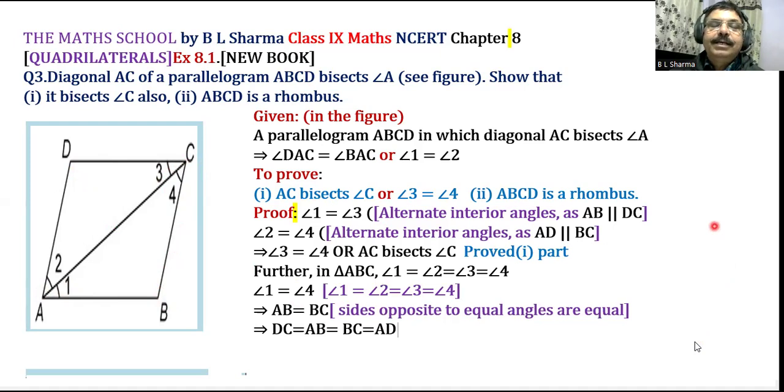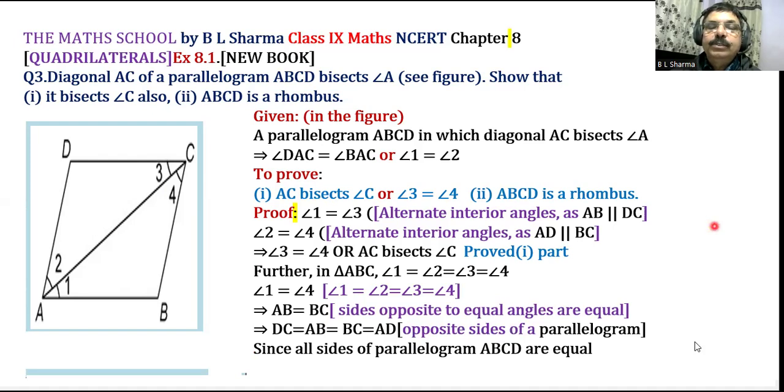And when all sides are equal, it is a rhombus, because a rhombus is a quadrilateral in which all sides are equal. So we can say opposite sides of a parallelogram are equal. That is why, since all sides of parallelogram ABCD are equal, this is a rhombus.